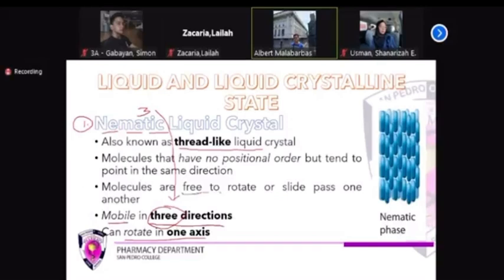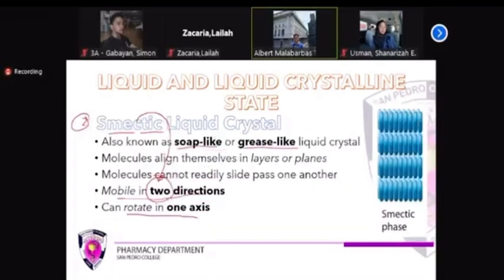And then lastly, molecules are free to rotate or slide past one another. For smectic, mobile in two directions, soap-like or grease-like, they cannot readily slide past one another, unlike your cholesteric liquid crystal. By the way, smectic liquid crystals are the type of liquid crystal that has application in pharmaceutical sciences. It is well-studied because it has an application in pharmaceutical sciences. Your smectic liquid crystal.